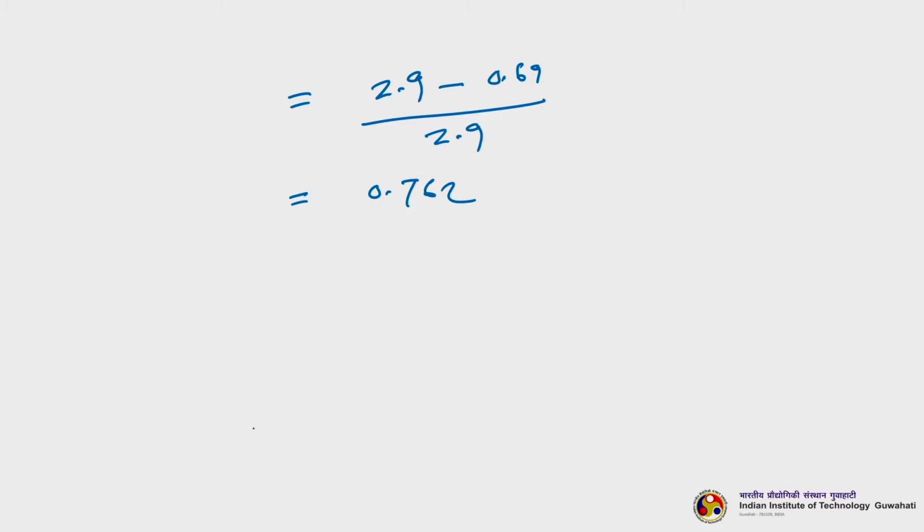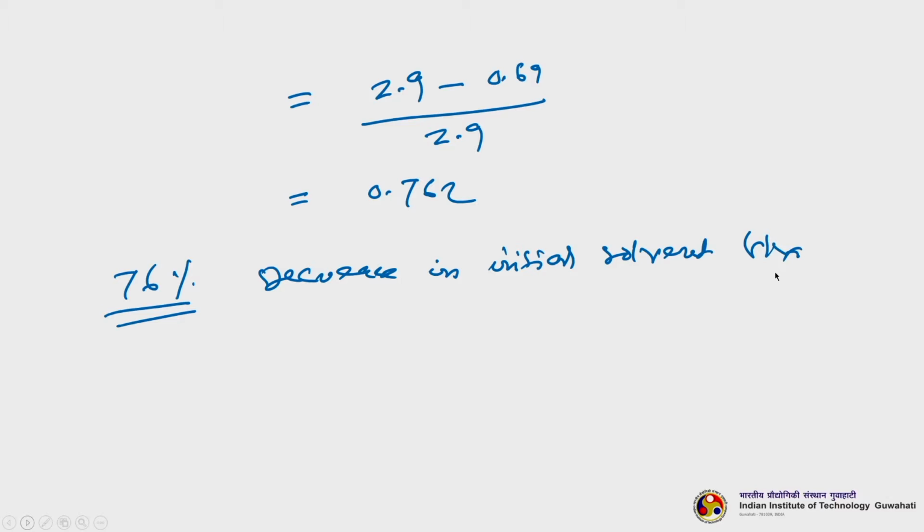So, you can say that there is a 76% decrease in initial solvent flux. This occurred due to the osmotic reduction in the effective pressure difference. So, this is what you have been asked to calculate: what is the effective pressure driving force at the beginning and at the end, and from this equation we found out how much is the decrease in solvent flux from the initial solvent flux to the end of the process, right.